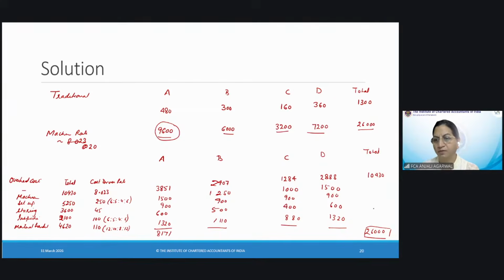So when you have the totals, do the totals diagonally, vertically, horizontally, in all ways, so that if there is any error, it will come to light.